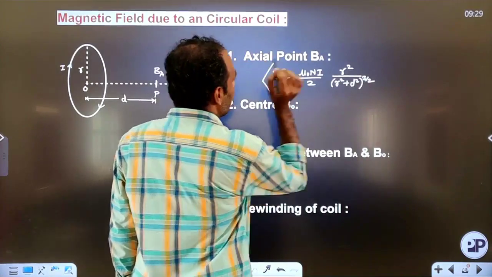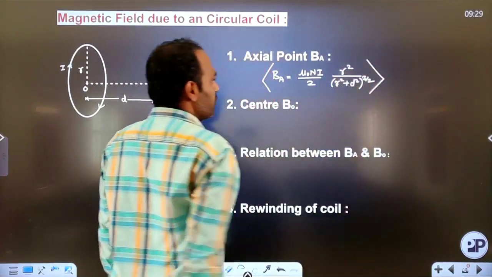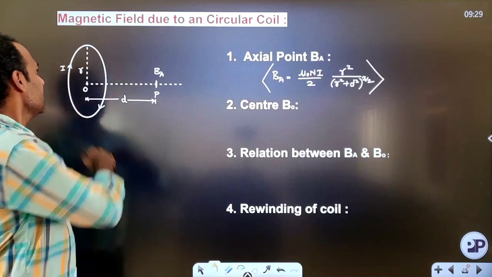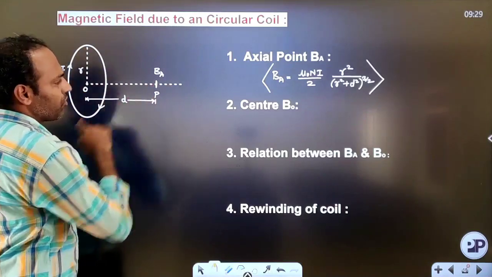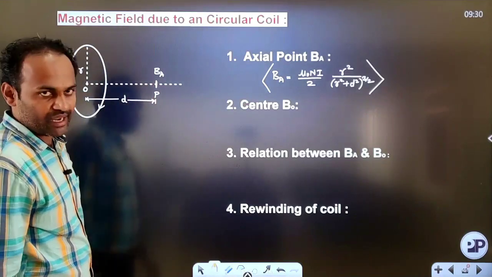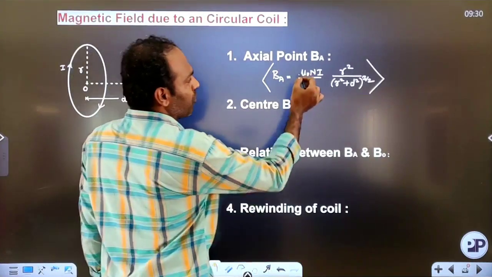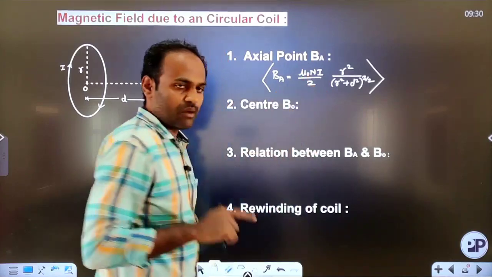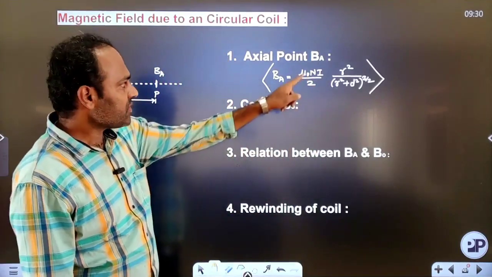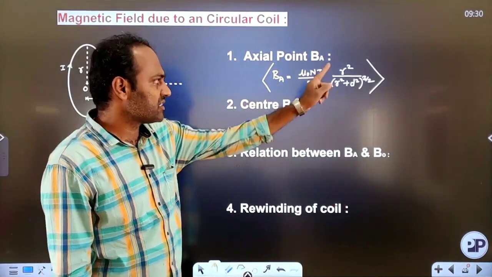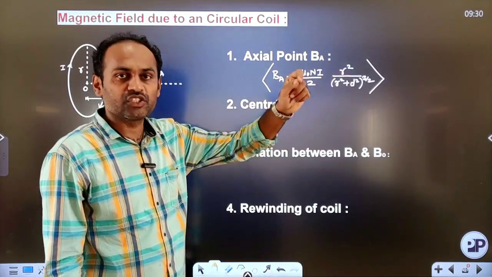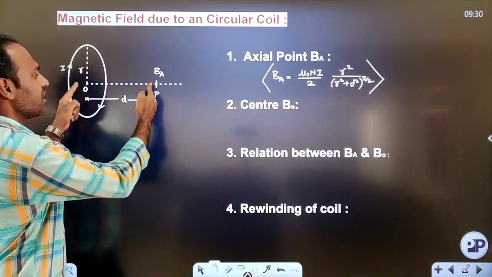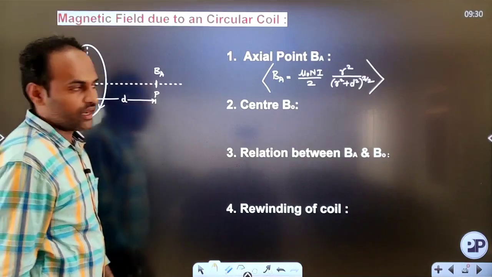So this is the magnetic field at an axial point due to a circular current carrying coil. This much will be the magnetic field at this point. In this formula, mu naught is 4 pi into 10 to the power minus 7. N is the number of turns in the circular coil. I is the current flowing through the coil. R is the radius. D is the distance of the axial point. Distance of the axial point from where? From the center of the coil, right?